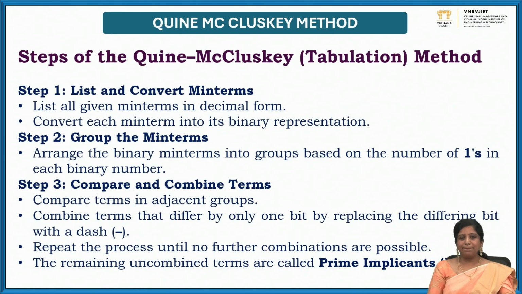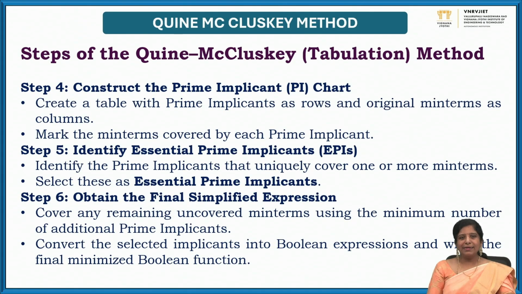Then you compare and combine the terms. When comparing or combining the terms, the adjacent group terms should be compared. Only the first group should be compared with the second group minterms. The groups which differ by 1 bit have to be compared here. Once that is done, you continue this process until no further grouping is possible. Finally, whatever terms are left, we call them prime implicants.